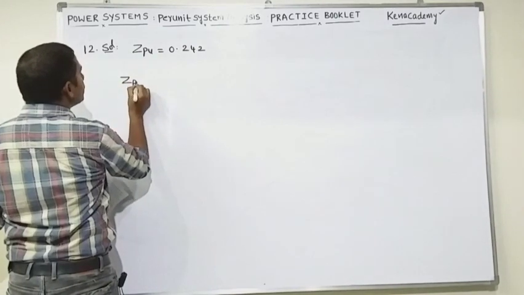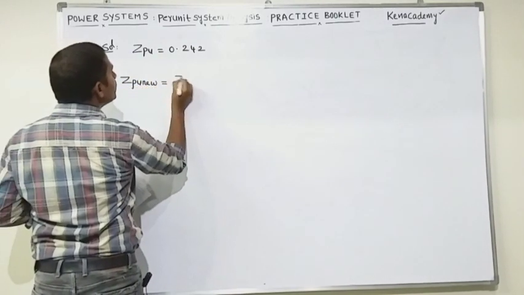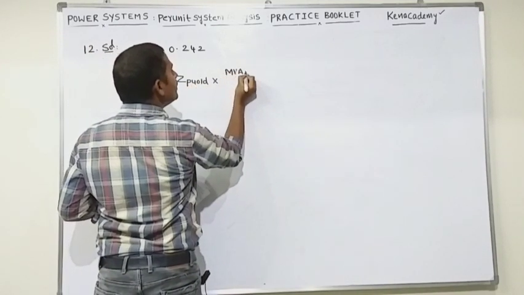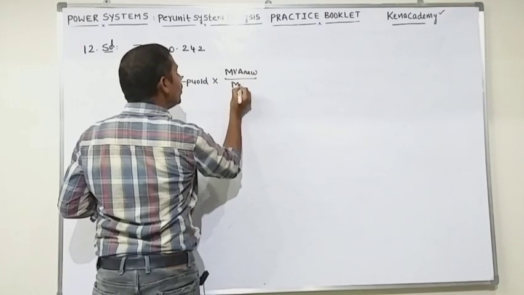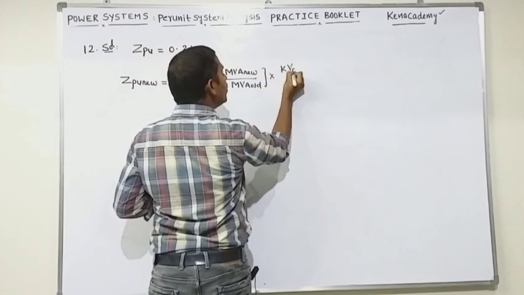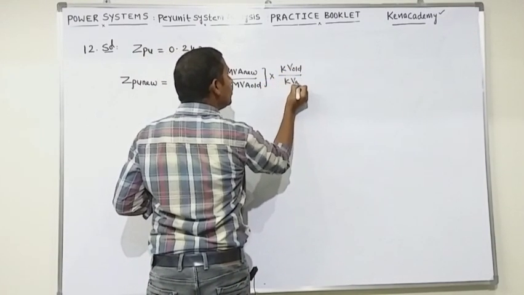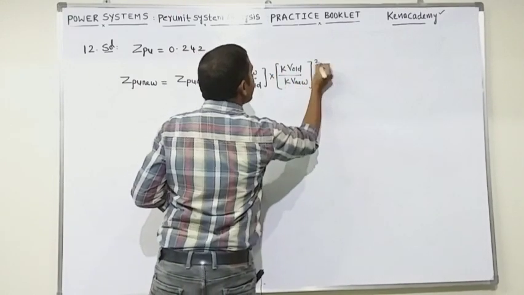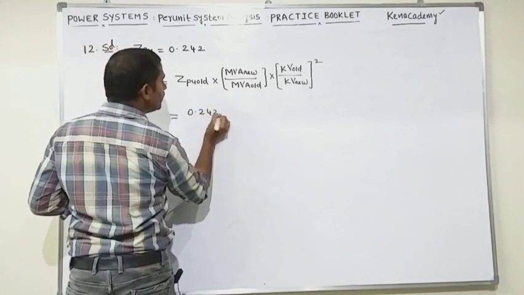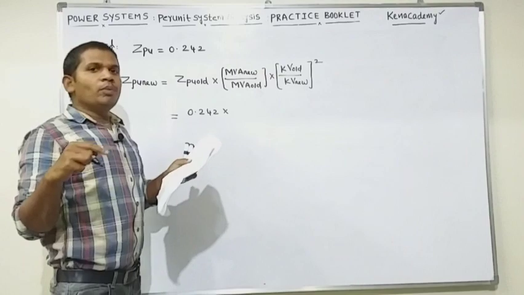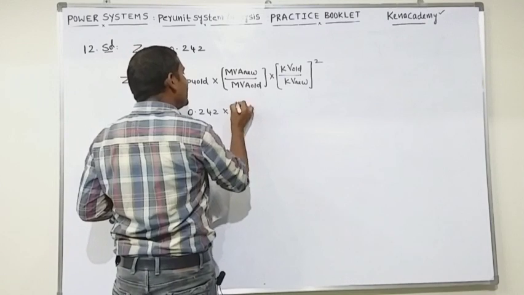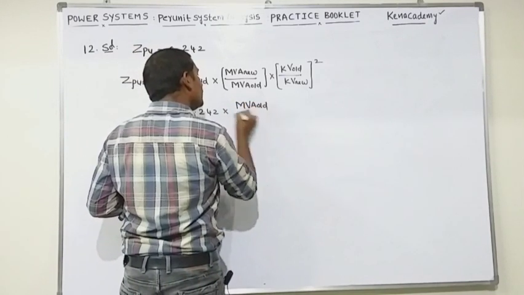Then what is Z per unit new? Same formula. Z per unit new equals Z per unit old into MVA new by MVA old into kV old by kV new whole square. Students, tell me, what is the Z per unit old? 0.242 into, but in the problem they don't talk about the apparent power. That's why the apparent power remains the same, that is, MVA new equals MVA old.